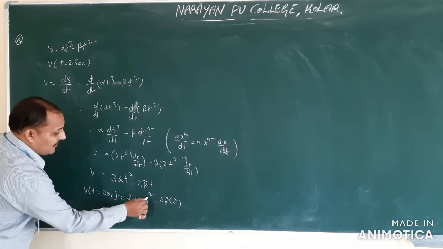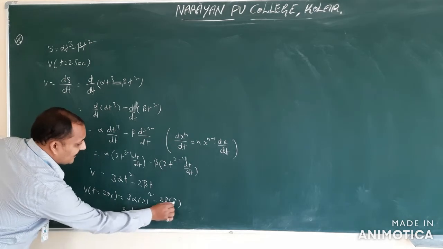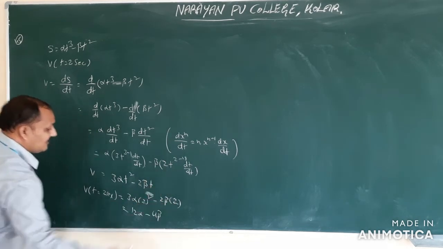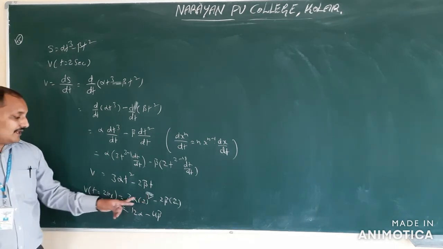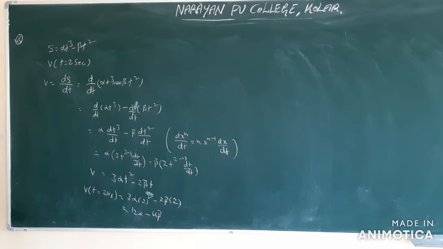2 square means 4. So 4 3s are 12 alpha minus 2 into 2, 4 beta. This is square. Therefore 2 square means 4. 4 into 3 is 12. 12 alpha minus 4 beta. Which is the option? Option 3.